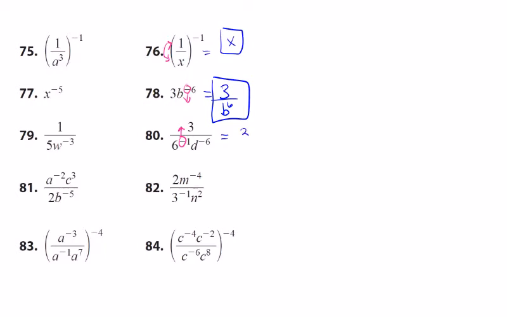So I'm going to write the 3. I have the 3 on top. Now the 6 is going to come up top, and the exponent will turn to a positive 1. But I'm going to just leave the 1 out, because anything to the first power is itself. All right, and then we have d to the negative 6. So I'm going to move that to the top. And so the d will come up, and that'll make that exponent positive.